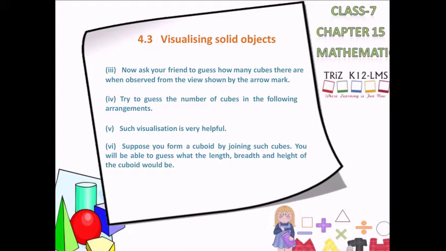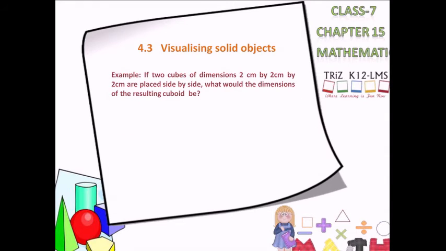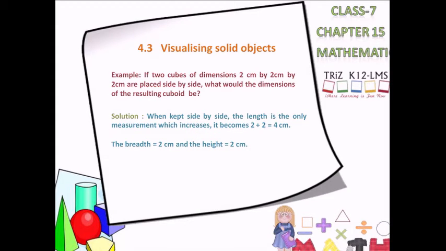Suppose you form a cuboid by joining such cubes. You will be able to guess what the length, breadth and height of the cuboid would be. Example: if two cubes of dimensions 2 cm by 2 cm by 2 cm are placed side by side, what would the dimensions of the resulting cuboid be? Solution: when kept side by side, the length is the only measurement which increases. It becomes 2 plus 2 is equal to 4 centimeters. The breadth is equal to 2 centimeters and the height is 2 centimeters.